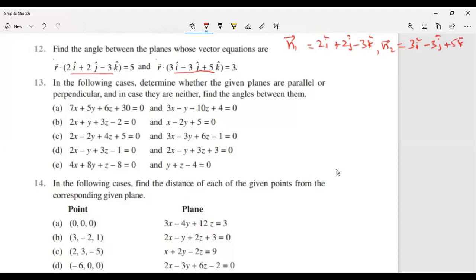Okay, so I told you that finding the angle between the planes is the same as finding the angle between the normals to the planes. So we will find the angle between n1 and n2, and that will be the angle between the planes. That is equal to n1 dot n2 over magnitude of n1 into magnitude of n2.